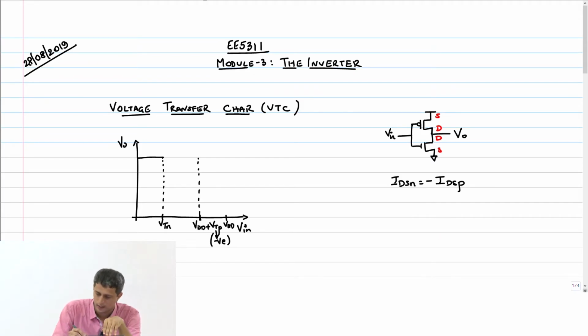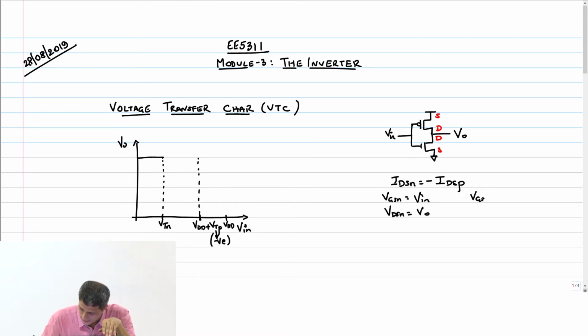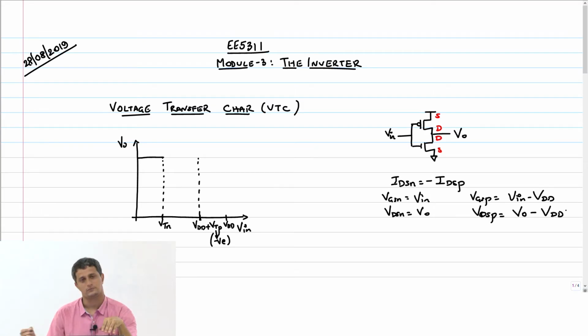We also evaluated VGSN equals V in, VDSN equals V out, VGSP equals V in minus VDD, and VDSP equals V out minus VDD. These were the 5 equations that we used.